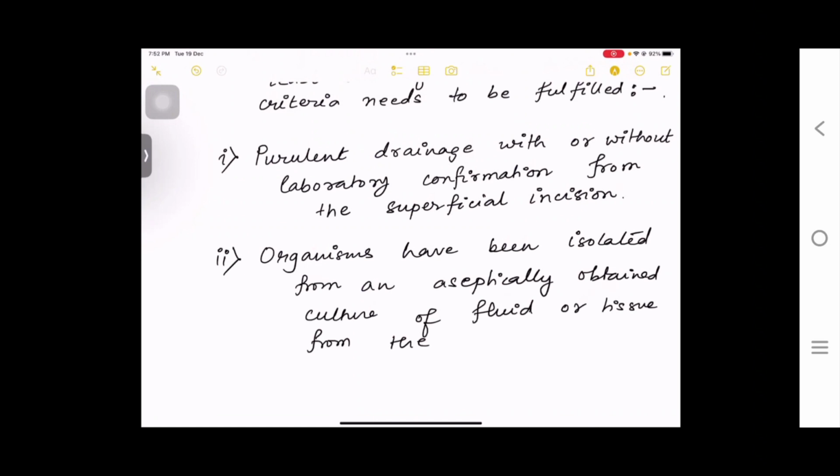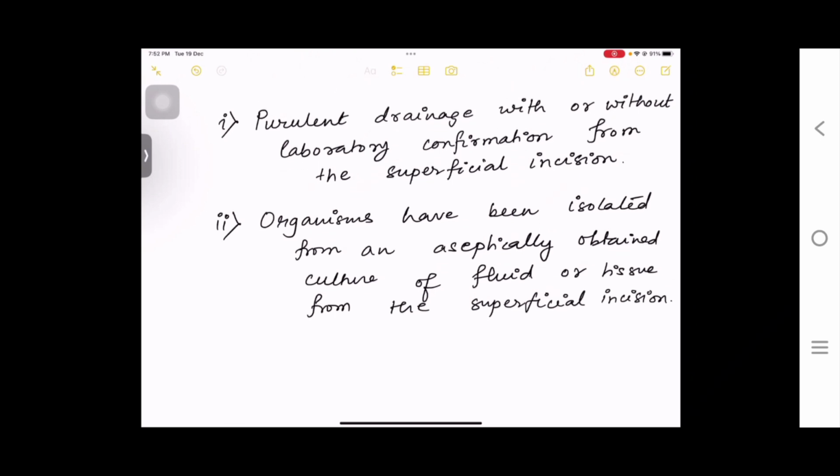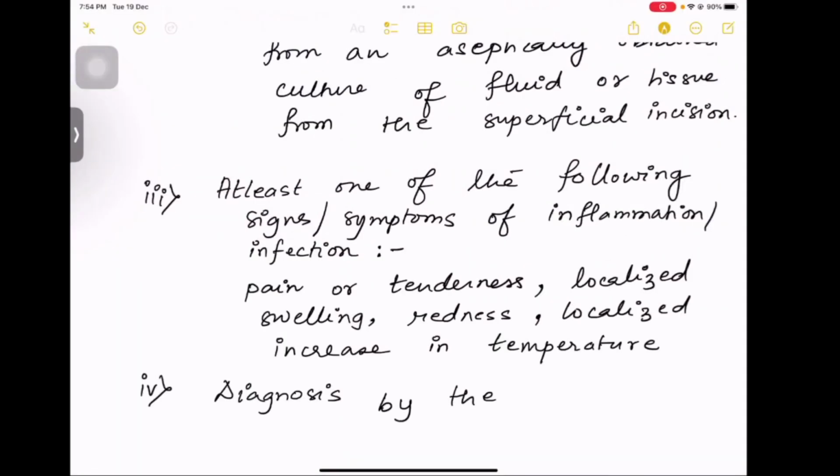Let us see. First, there must be purulent discharge with or without laboratory confirmation from the superficial incision. 2. The organisms have been isolated from an aseptically obtained culture of fluid or tissue from the superficial incision. 3. At least one of the following signs or symptoms of inflammation, like tenderness, localized swelling, redness, or localized increase in temperature, must be present. 4th, the diagnosis has been made by the surgeon or attending physician that yes, it is surgical site infection.